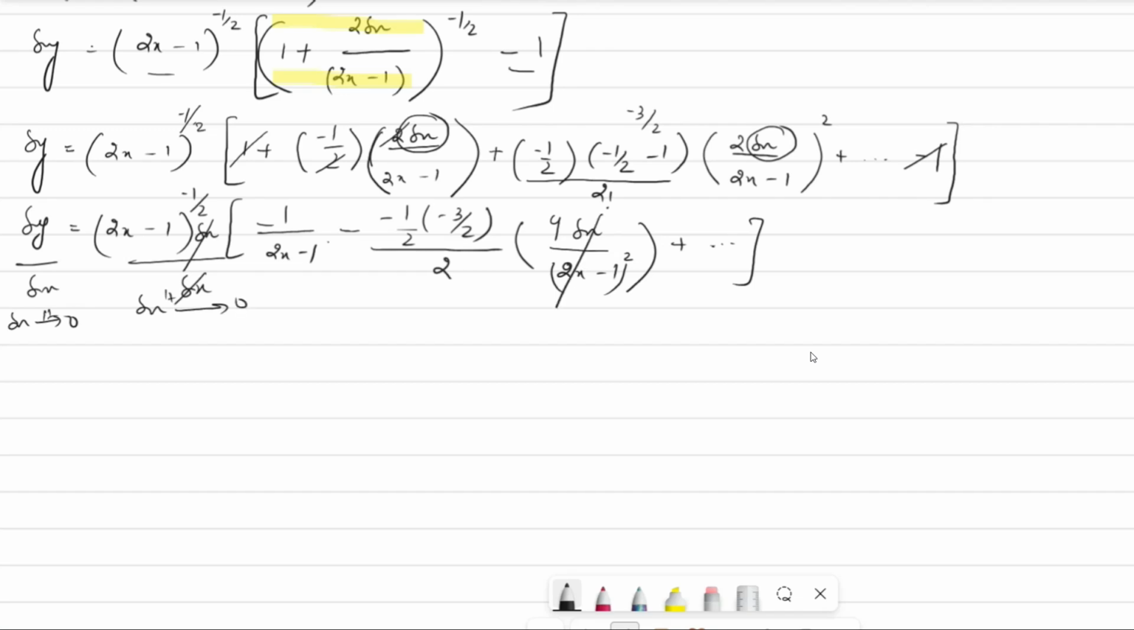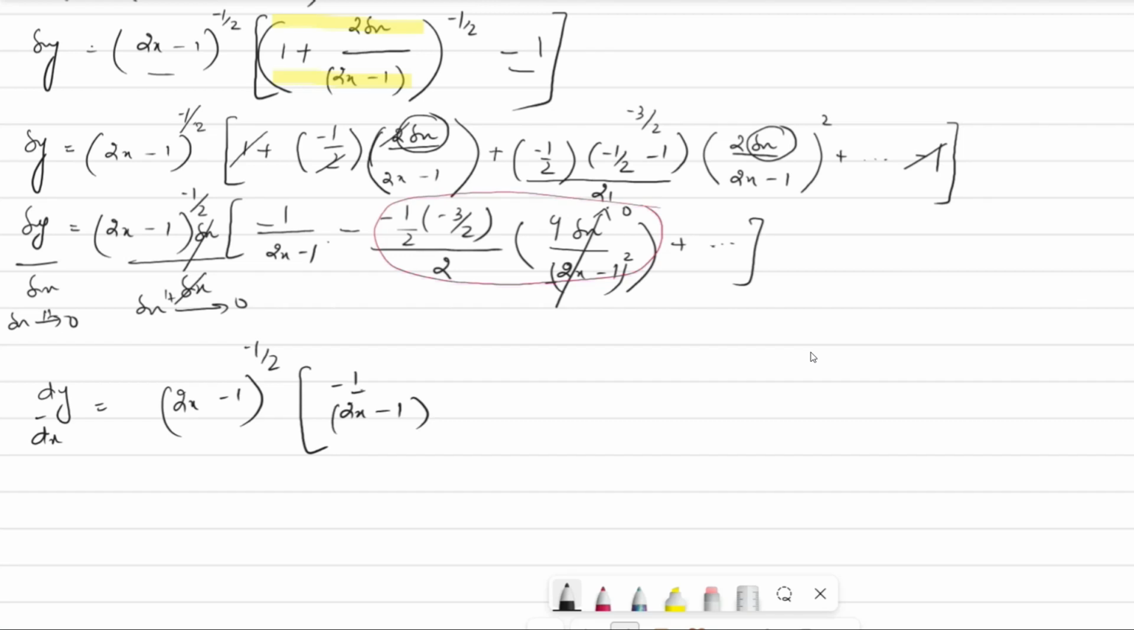So here delta x is there, so it will be 0. This whole term will be equal to 0. So dy by dx is equal to (2x minus 1) whole raised to the power minus 1 upon 2, and this whole term, as this whole term is equal to 0, so the remaining will be minus 1 upon 2x minus 1.